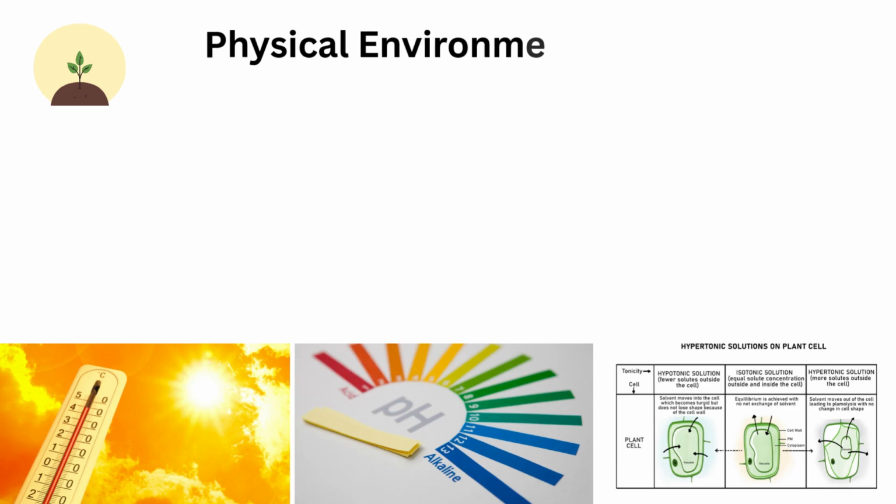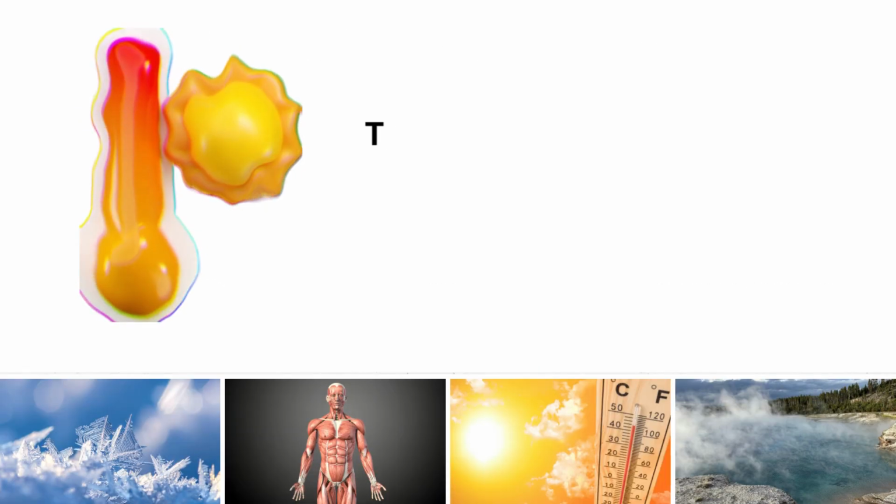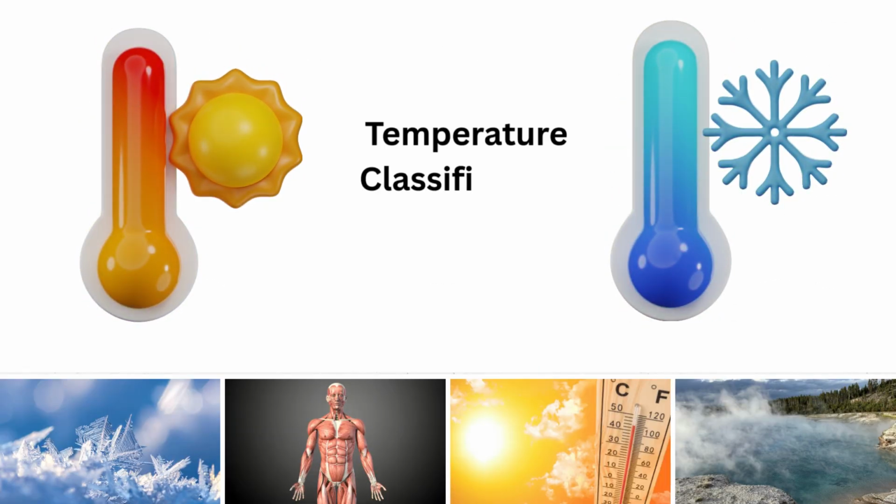Microbial growth is tightly regulated by physical and environmental factors, primarily temperature, pH, and osmotic pressure. These factors directly affect enzyme structure, membrane integrity, and metabolic efficiency. Because microbial enzymes are highly sensitive to environmental changes, even small deviations from optimal conditions can drastically slow growth or cause cell death. Temperature classification reflects evolutionary adaptation.